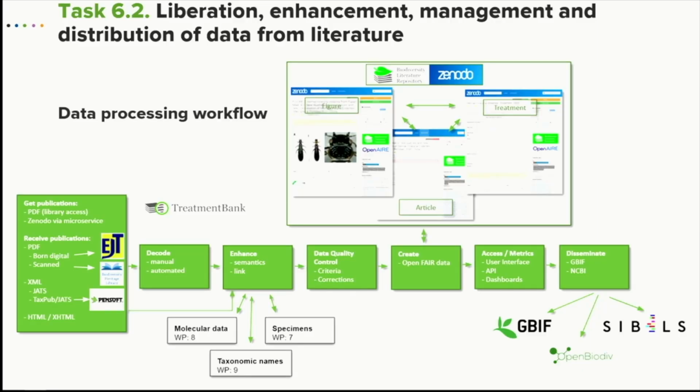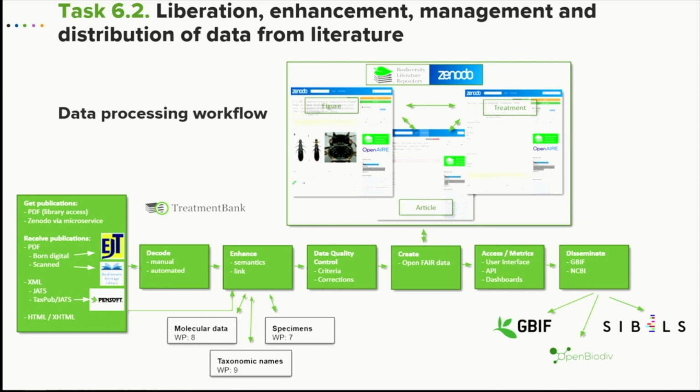So this is the workflow that results from this task. It depends on the journal. So for example, for EJT, we have PDF. For Pensoft journals, they already have XML files. And for the archive, they are scan files. All these files are decoded and then enhanced. That's the role of different work packages, as you can see. So molecular data is work package 8, and the specimen is work package 7. So all the work packages are working together for this workflow.